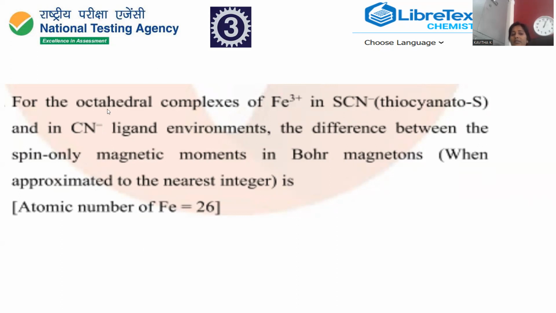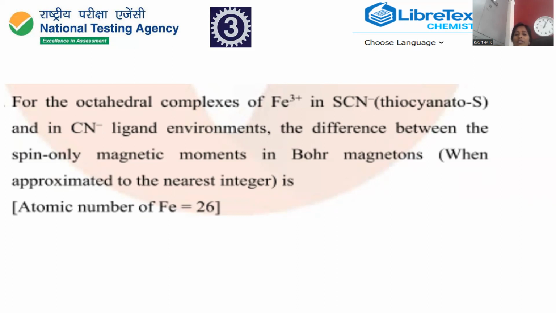Here the complex must be octahedral, made up of iron at the central core, and the ligands are SCN- or CN-. So we can prepare the entire iron octahedral complex with 6 ligands of thiocyanate and 6 ligands of cyanide. This is the way two different complexes are built up: hexathiocyanato iron and hexacyano iron, two different complexes.